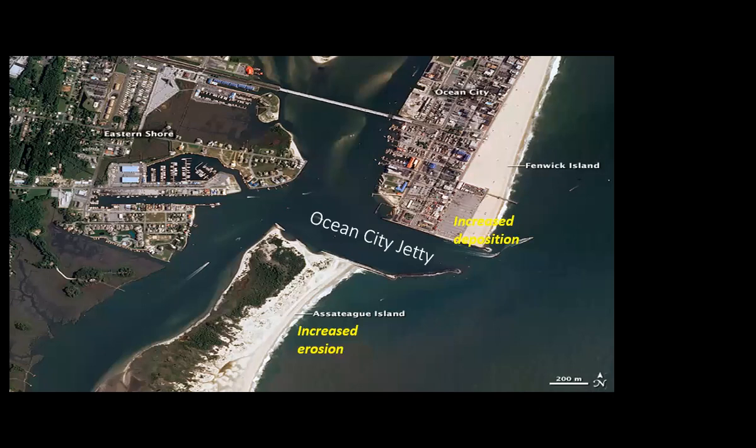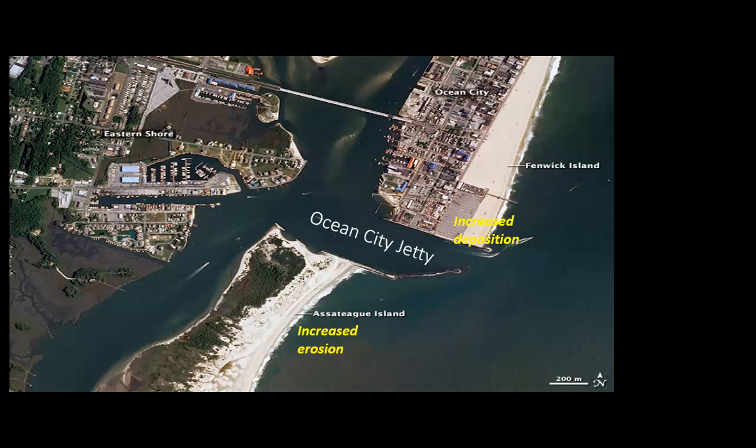So as you can see, Assateague Island has been moving landward. So that's transgression, moving landward. But ever since this jetty was installed, it has not moved at all. So it's been pretty stable ever since that jetty was put in place.